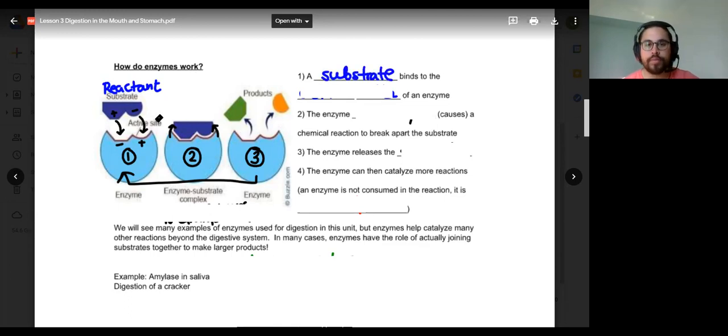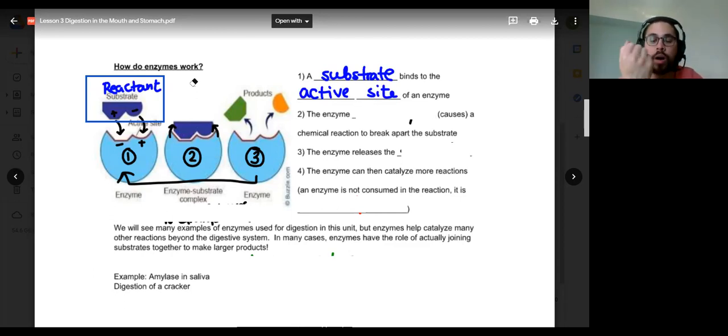Step one, a substrate. So here is our substrate. A substrate binds to the active site. Okay. So substrate in this case, imagine you've eaten a piece of bread. That bread gets broken down. Those starches are being broken down by saliva. So you're chewing. Delicious. Swallow that food. It makes its way down.